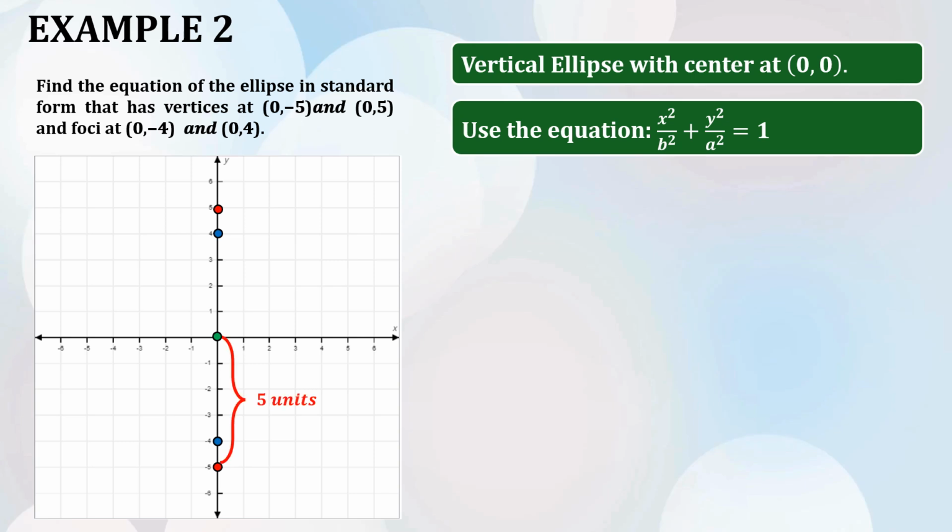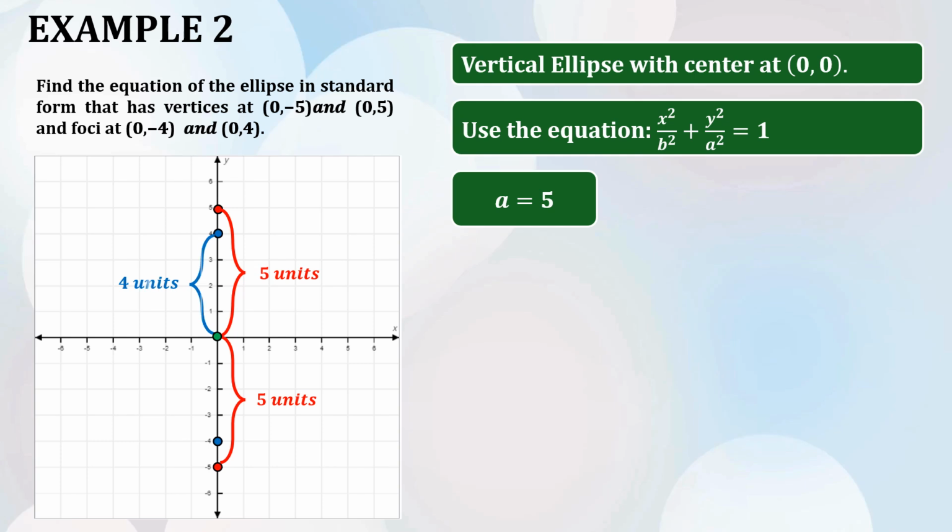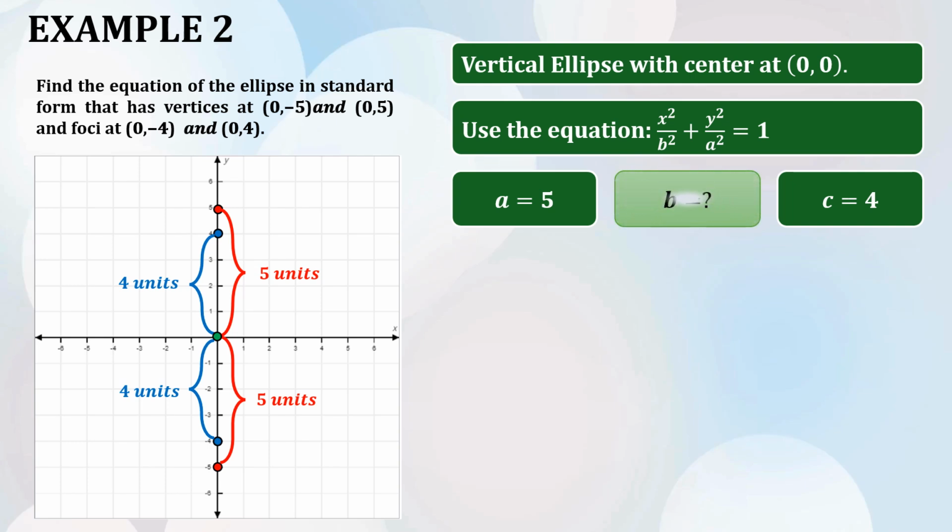Since the distance of the vertices from the center is 5 units, therefore the value of a is equal to positive 5. And since the distance of the foci to the center is 4 units, therefore the value of c is equal to 4. To solve for b, we will use the same relation, which is b squared equals a squared minus c squared.